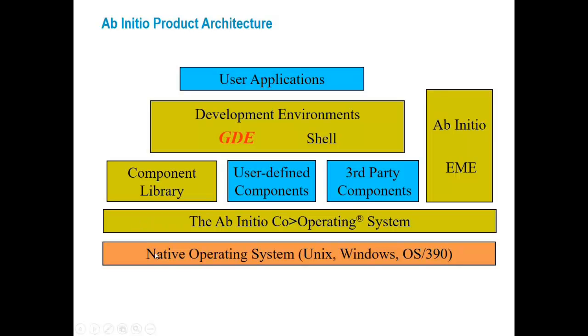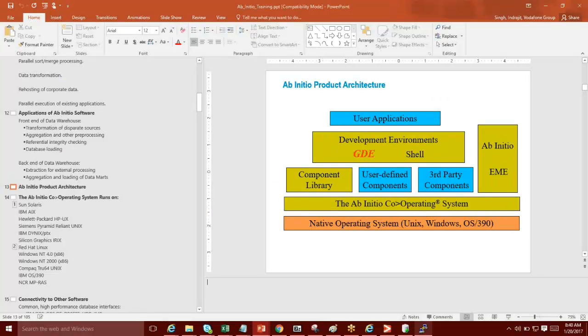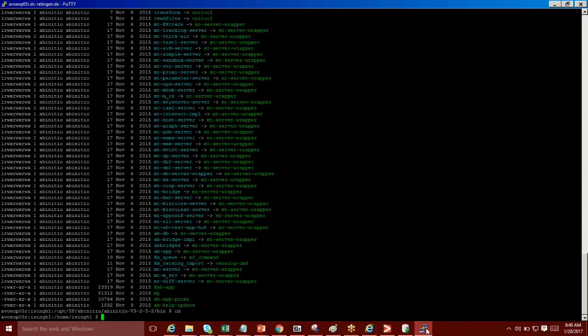Okay, so you can see this part, right? Operating system is the life, it gives life to the computer. It gives life to the computer, right? This Unix, Windows or mainframe system. Ab initio can be installed on the top of it, right?